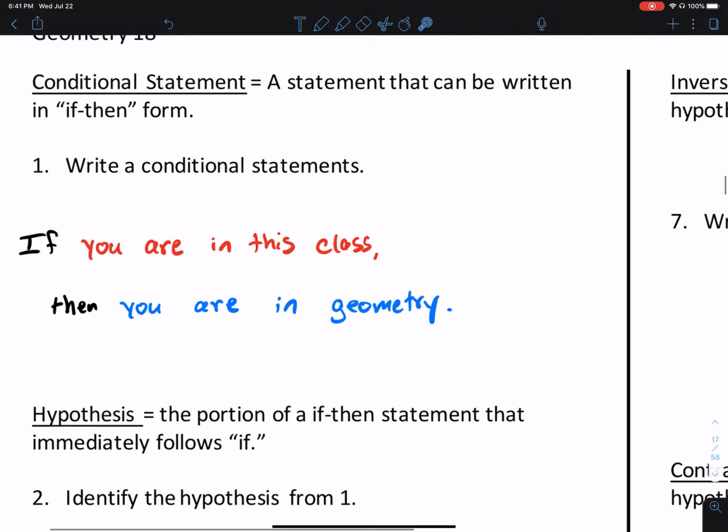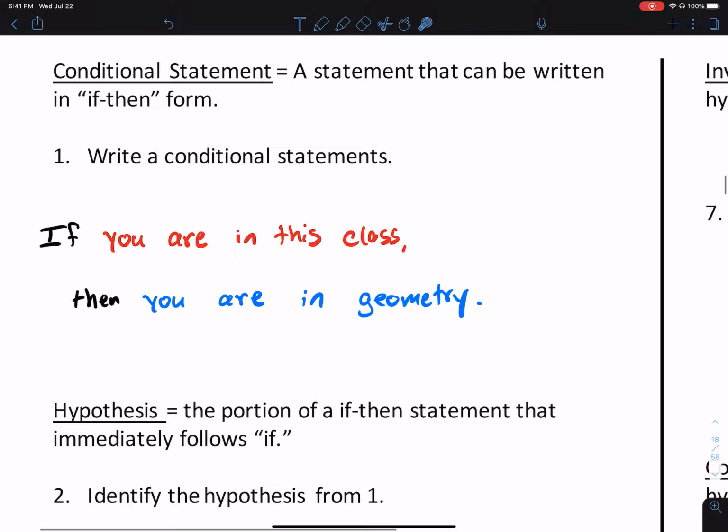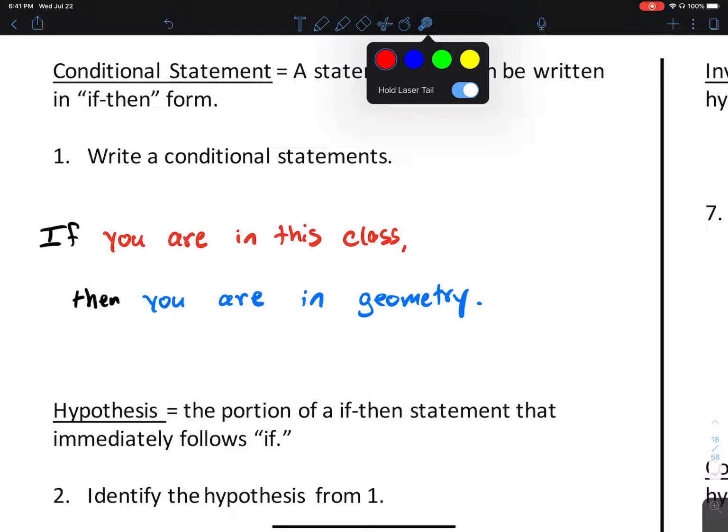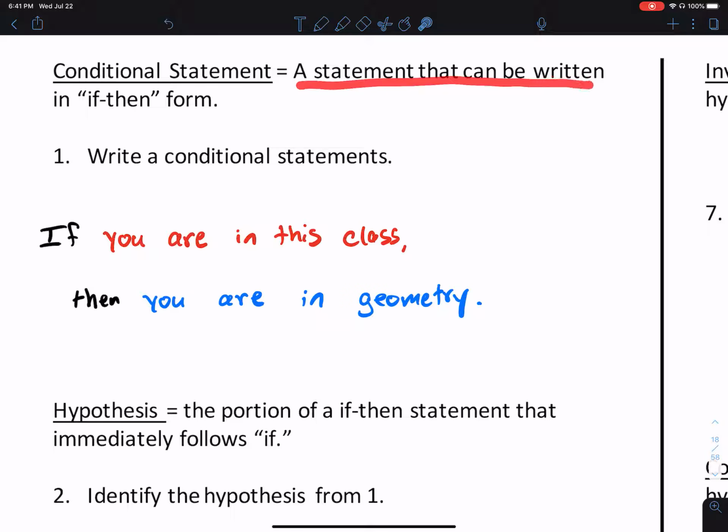Got a little bit of this pre-filled in just to save a little bit of time. Not going to save much time. Conditional statement. A statement that can be written in if-then form. Notice it says can be. You don't have to write it in if-then form, but if you write it in if-then form, it makes it more obvious about what's happening.